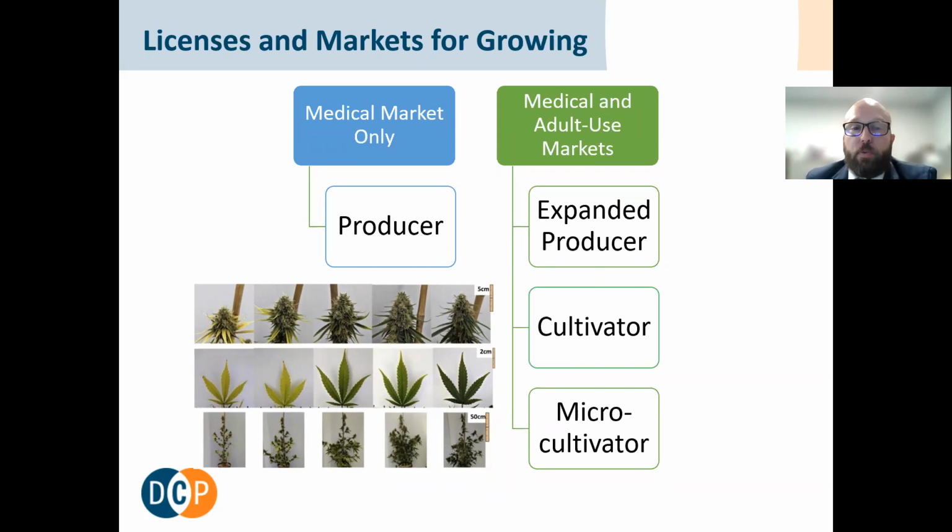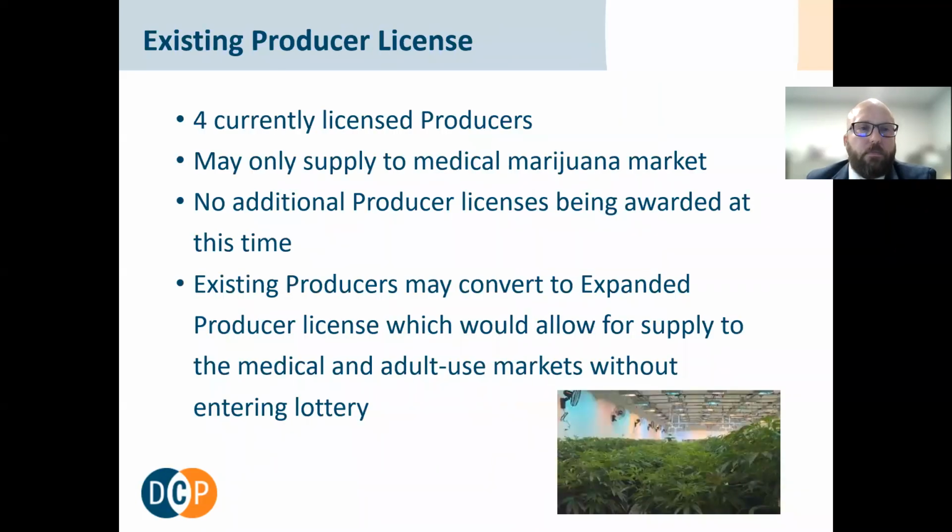The medical and adult use market can be an expanded producer, a cultivator, or a micro cultivator. The existing producer license has only been issued to four businesses thus far. It can only supply the medical market right now. At this time, we're not looking to add any producers. And the existing producers may convert to expanded producer licenses, which will allow them to supply both the medical and adult use market without entering a lottery.